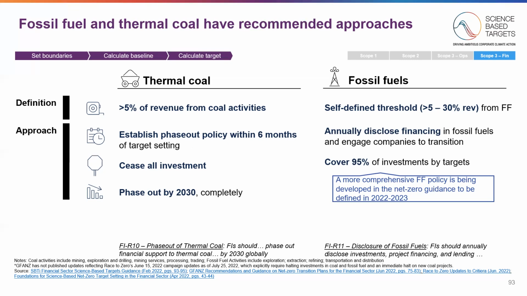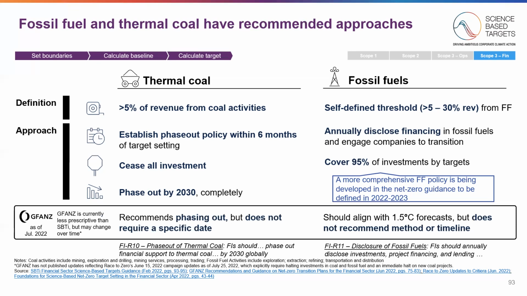To contextualize this, we've also included GFANZ's guidance on both thermal coal and fossil fuels. GFANZ also recommends phasing out thermal coal, but does not require a specific date like SBTI's recommendation. On fossil fuels, GFANZ notes that fossil fuel companies should align to 1.5-degree aligned pathways, but does not recommend a method or timeline to require fossil fuel companies to be on these pathways. It's helpful to note that on June 15, 2022, Race to Zero published an update to their criteria, which included halting investments in coal and fossil fuel. This means that participants would have to restrict the development, financing, and facilitation of new fossil fuel assets, including no new coal projects.